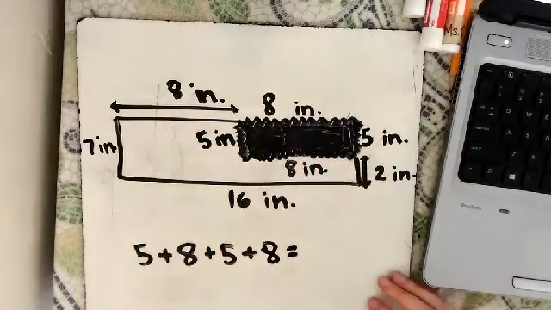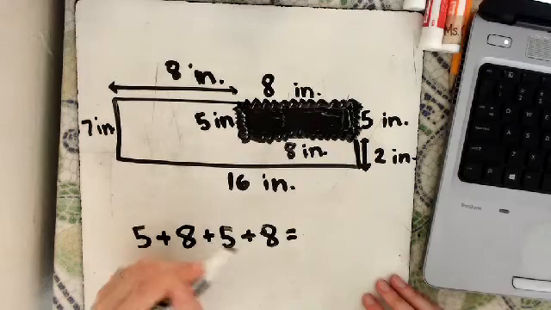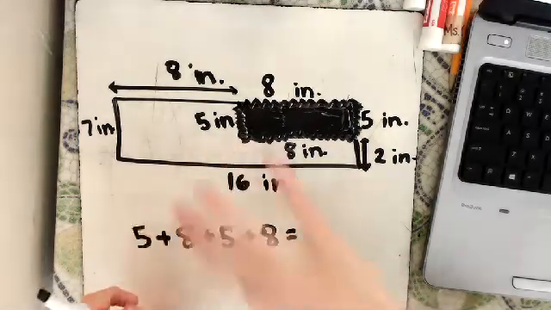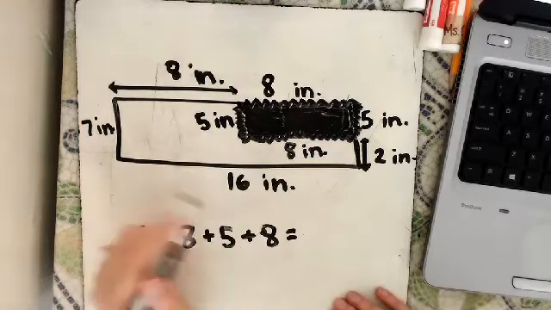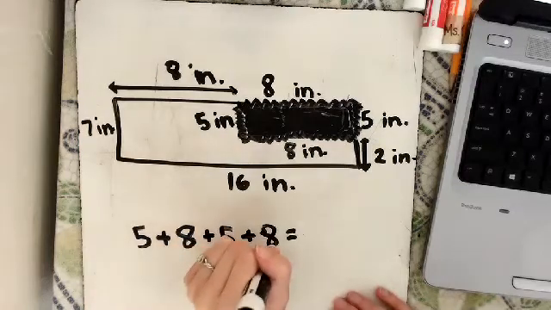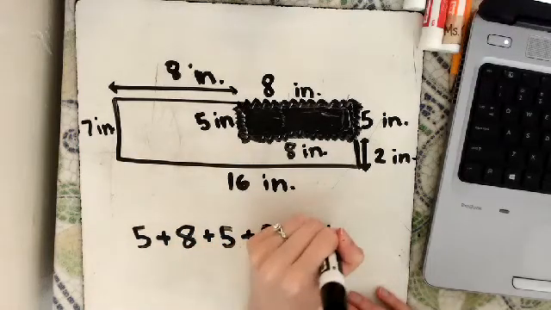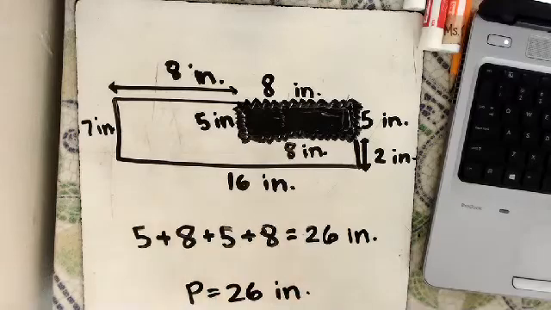Okay, let's add them up. Maybe I'll group the 5s, maybe I'll group the 8s, whatever's easiest for you. I'm just going to go in this order, but you can do the 5s together and the 8s together, whatever makes the most sense for you. 5 plus 8 is 13, plus 5 is 18, plus 8 is 26. So the perimeter of the shaded part in this problem was 26 inches.